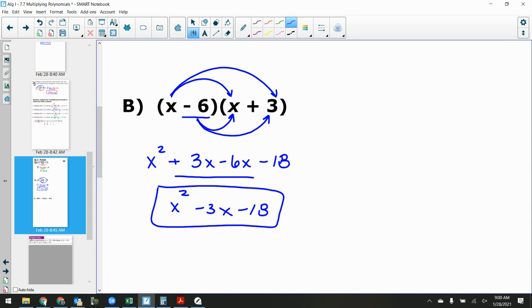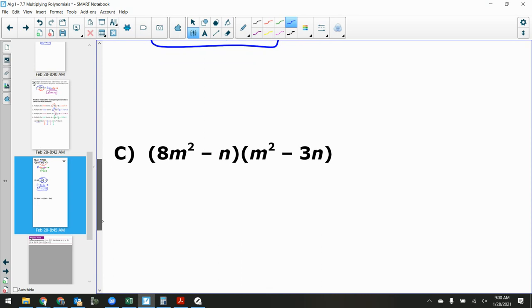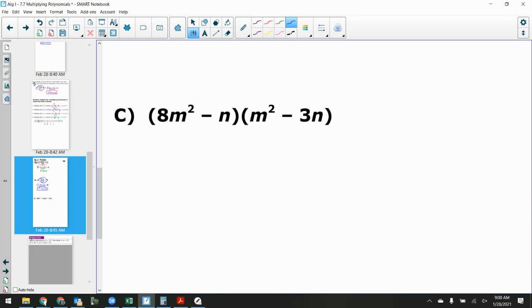Questions about that? Okay, let's do a more difficult binomial. These are no longer just linear binomials. These are quadratic binomials. So how does that change things? Well, the only thing it changes is the difficulty of the multiplication, not necessarily the method, just the difficulty.